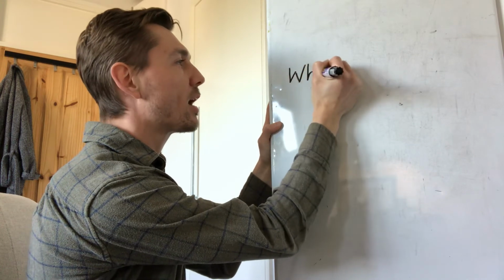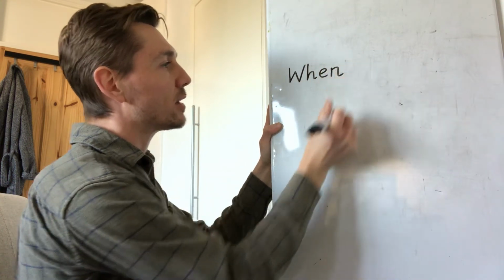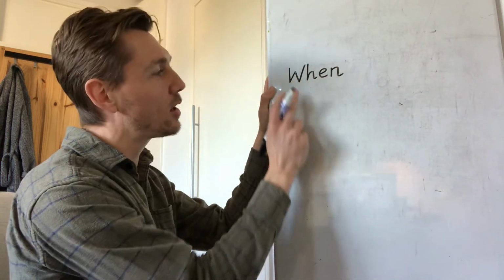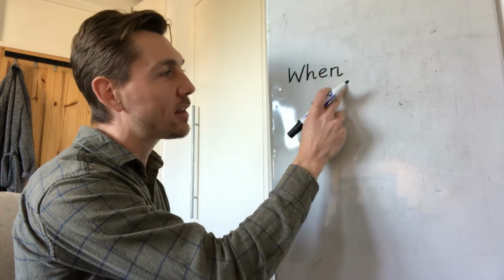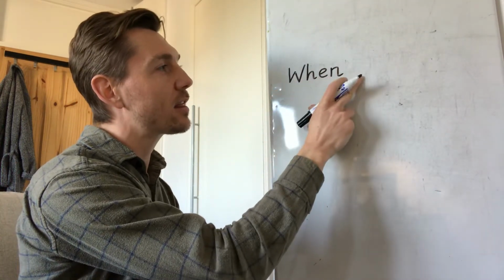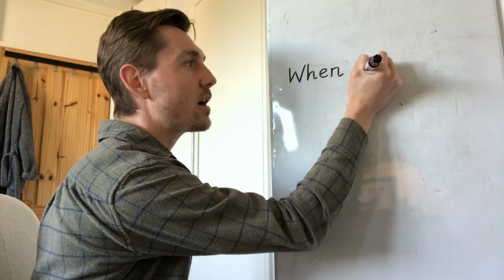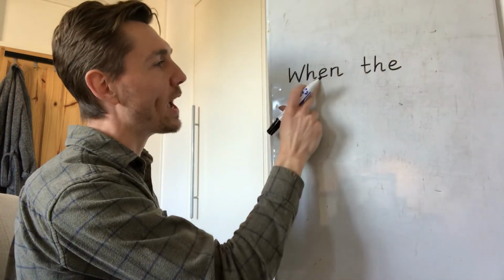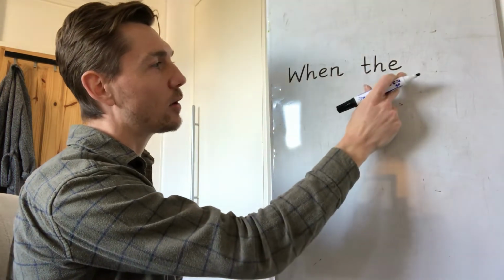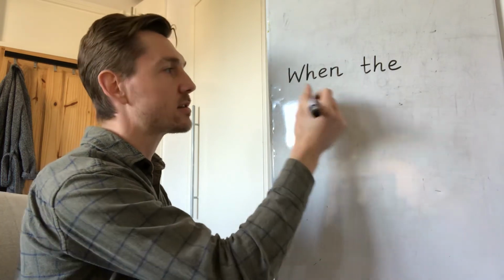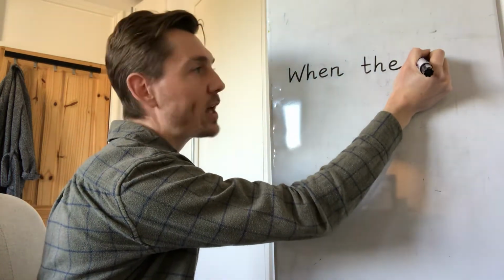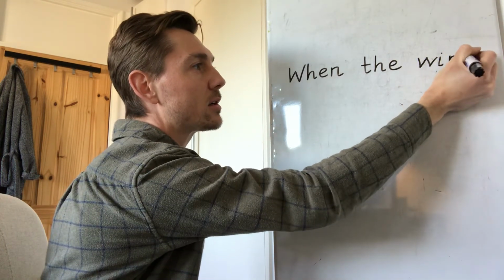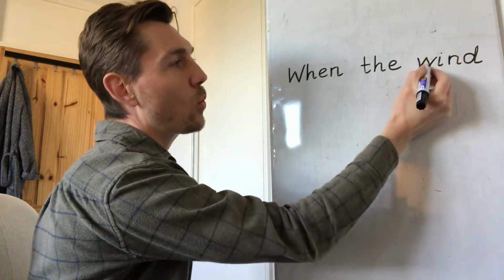W, e, n. When. Make sure you've got that WH spelling of w in when. W, e, n. When. The next word is the. Say the sounds and write the word the. The. When, the. When the wind. Say the sounds and write the word wind. W, e, n, d. W, e, n, d.